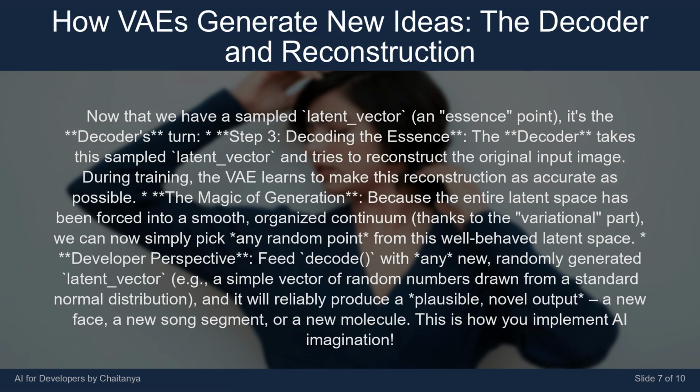The magic of generation: Because the entire latent space has been forced into a smooth, organized continuum, thanks to the variational part, we can now simply pick any random point from this well-behaved latent space. Developer perspective: Feed `decode` with any new, randomly generated `latent_vector`, e.g., a simple vector of random numbers drawn from a standard normal distribution. And it will reliably produce a plausible, novel output, a new face, a new song segment, or a new molecule. This is how you implement AI imagination.